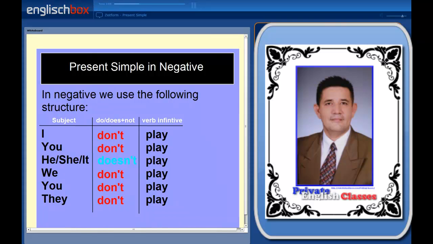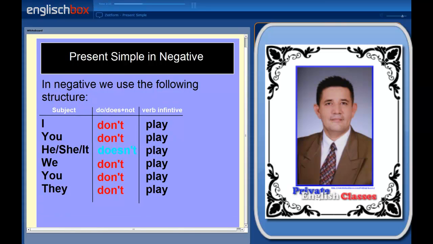What about the negative? The negative is formed with the auxiliary verb do not or does not. As you can see on the slide, do not can be contracted, shortened to don't, and does not to doesn't. We use doesn't for the third person negative. After the negative, we use the infinitive. I don't play, you don't play, he doesn't play.